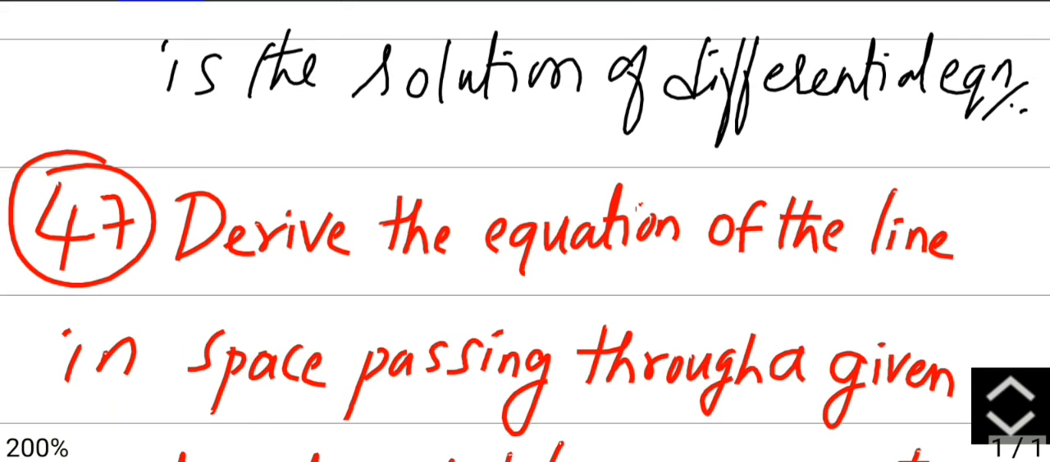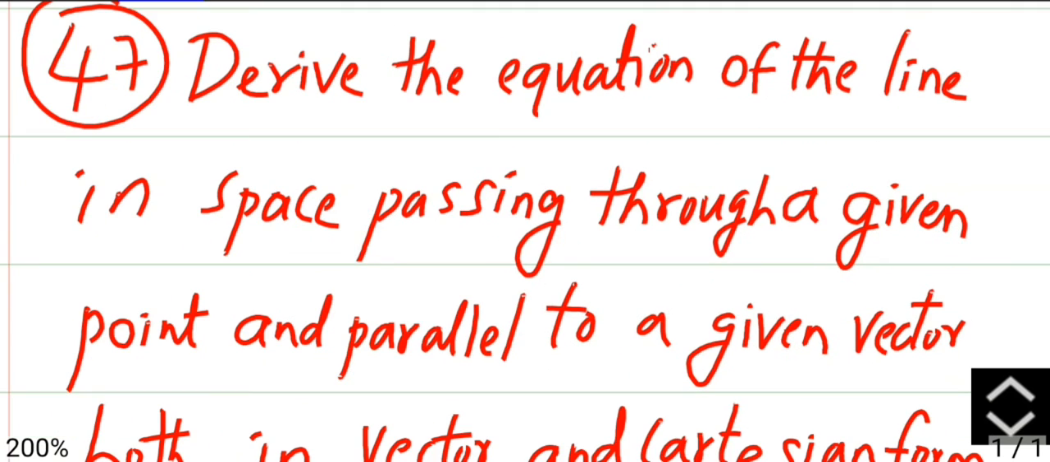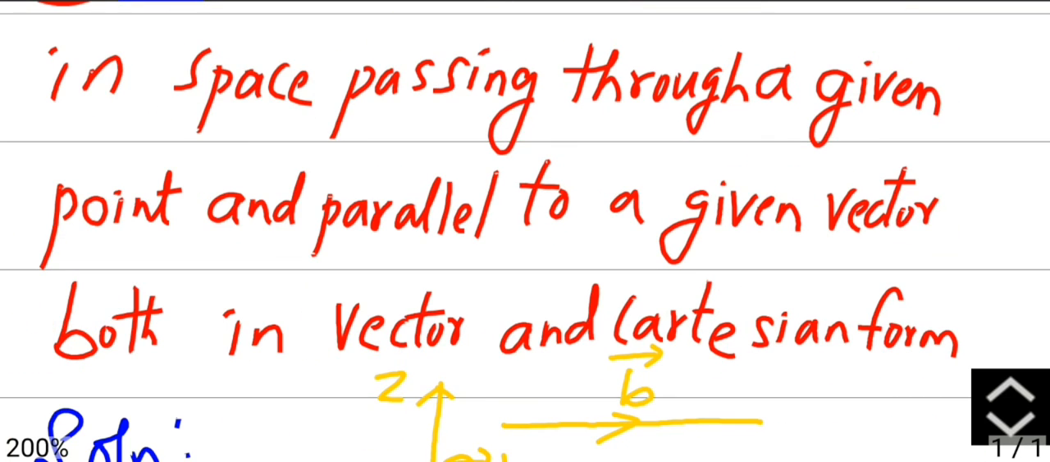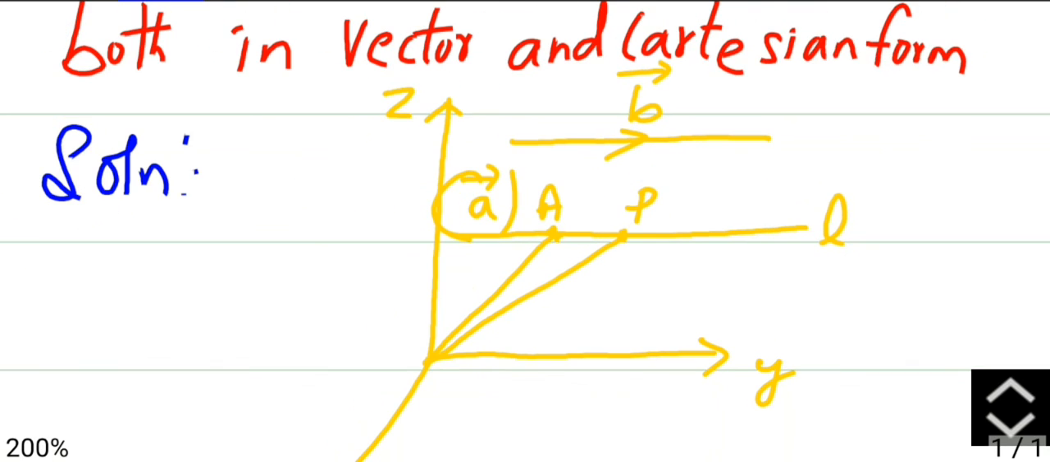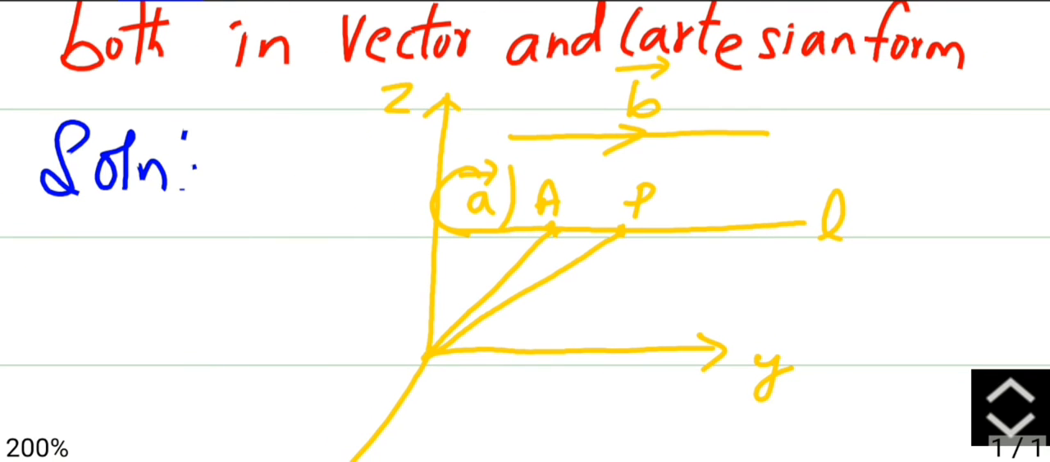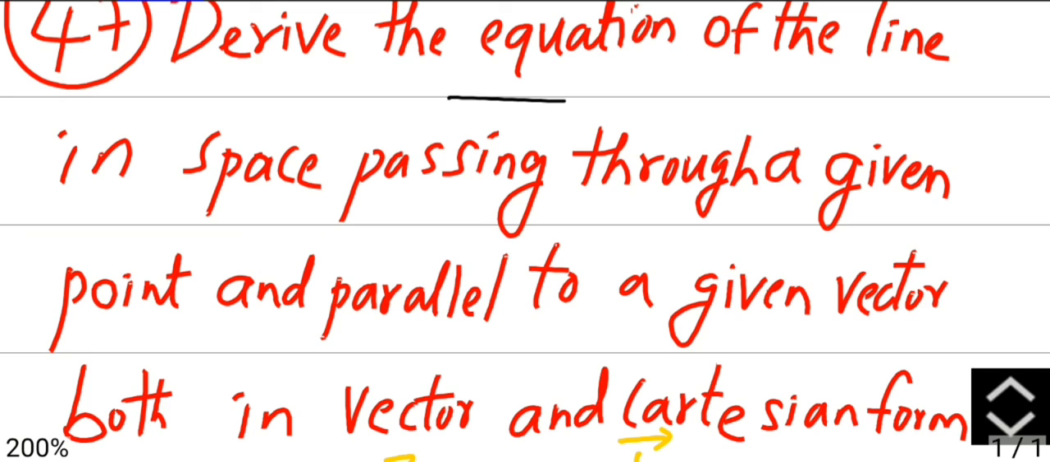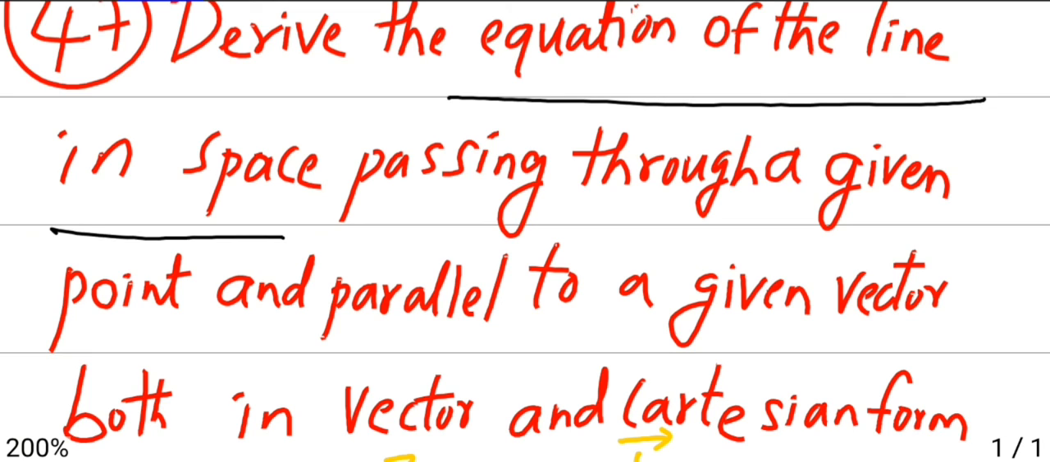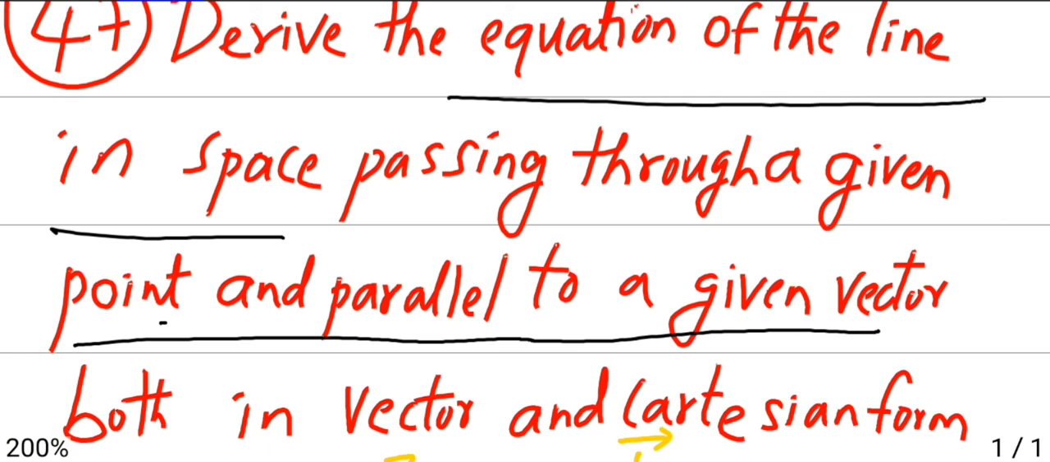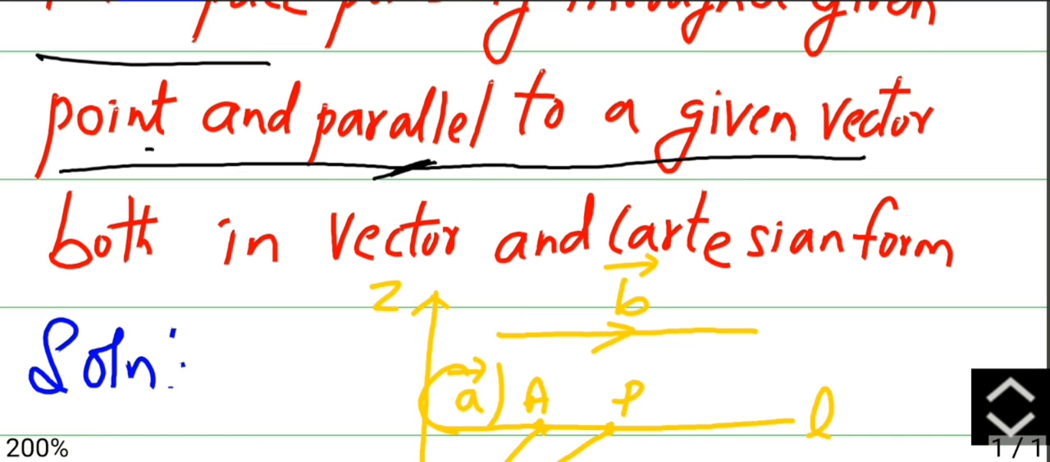Then moving on with the 27th problem. Derive the equation of the line in space passing through a given point and parallel to a given vector, both in vector and Cartesian form. So they are asking you to find the equation of the line in space through a point and parallel to the vector. There is a point and there is a line which is parallel to the vector. Both you have to find in vector and Cartesian form.